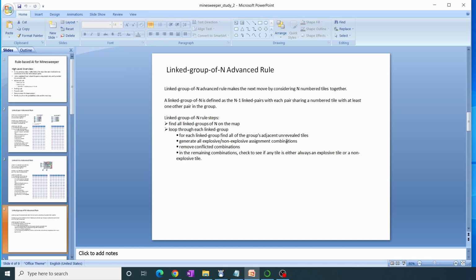Now this can be generalized to a linked group of n. A linked group of n considers n numbered tiles at the same time. It is defined as n-1 linked pairs with each pair sharing a numbered tile with at least one other pair in the group. The steps are all very similar, so I will also skip this as well.